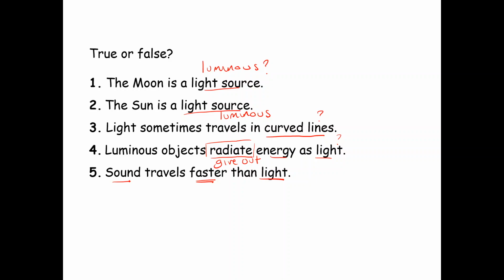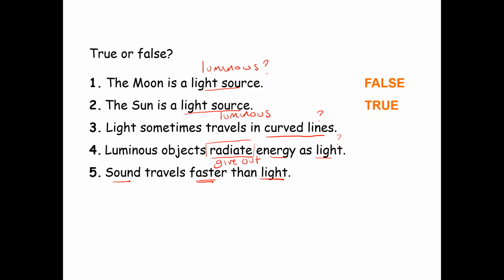Okay, let's go through the answers then. So the moon is a light source. False. The moon is a reflective object. The reason that we can see the moon is that the light from the sun bounces off the moon, and that is the light that we see. The sun is a light source. True, definitely. The sun is luminous and it gives out its own light, gives out lots of light energy.